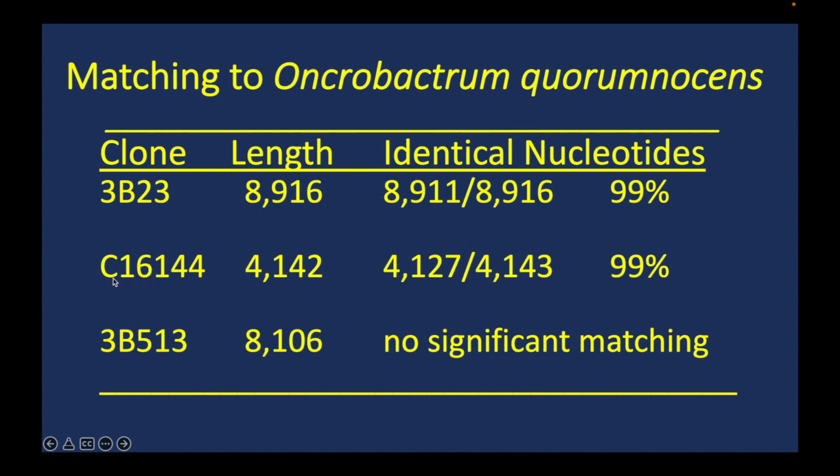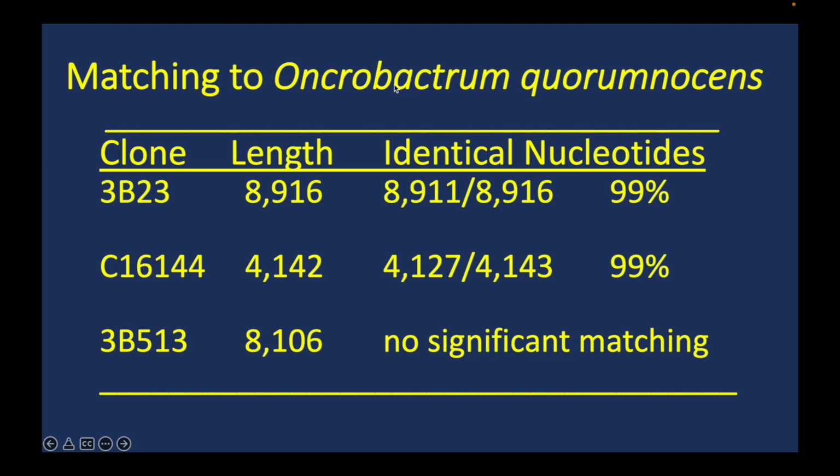Another example, clone C16144, is 4,142 nucleotides, with one gap in it, and 4,127 of the 4,143 match to this particular Ochrobactrum. Yet we've had other clones, 3b513, quite a long clone, and there's no significant matching to this Ochrobactrum, even though this particular one still has features of an alpha-Proteobacterium.